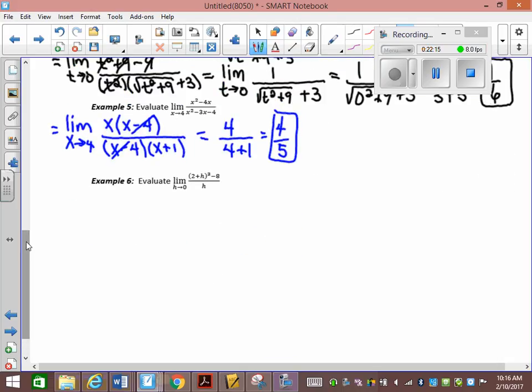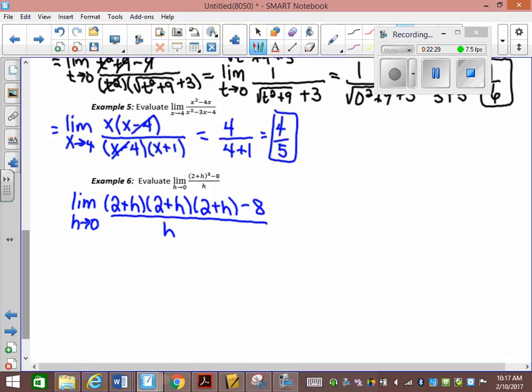This bottom one we have to expand out. So we get the limit as h goes to 0 of 2 plus h times 2 plus h times 2 plus h minus 8 over h. Some people want to tell me it's 8 plus h cubed. Wouldn't that be beautiful? Not the case. You have to expand it out. Okay? So I'm going to FOIL these ones out first. So you're going to get the limit as h goes to 0 of 4 plus 2h plus 2h, so plus 4h, plus h squared, times 2 plus h minus 8.